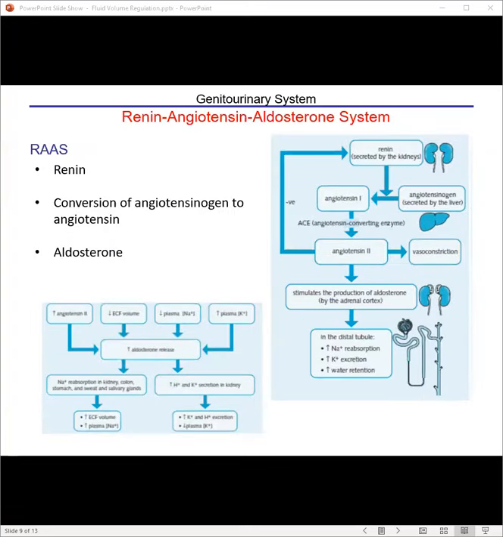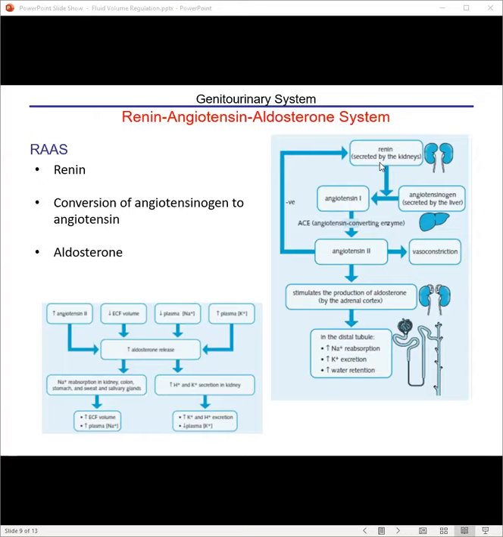Now let's take a look at your renin-angiotensin-aldosterone system. It is one of the important homeostatic mechanisms that maintains constant fluid volume and also, in a way, controls your blood pressure in the body. In this figure, you will see an illustration of the renin-angiotensin-aldosterone system to maintain sodium balance.